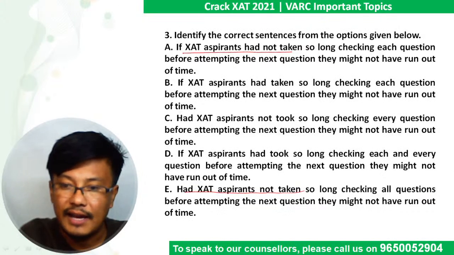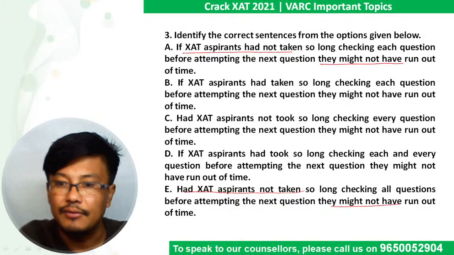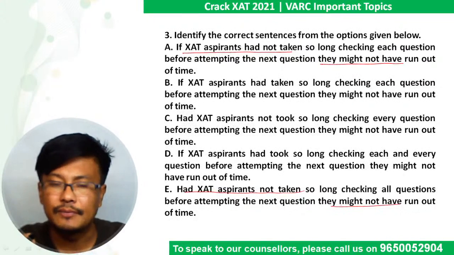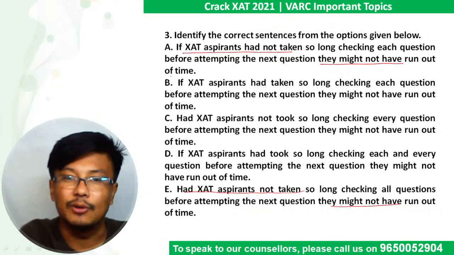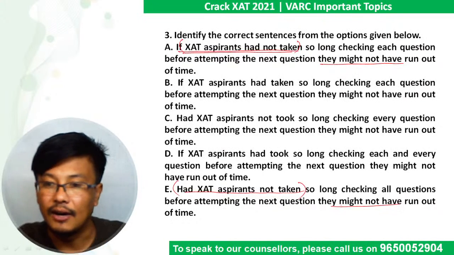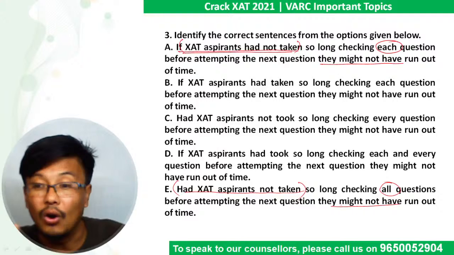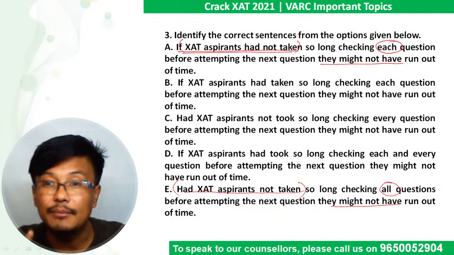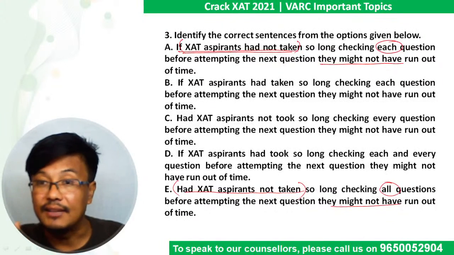Harshita, might not have is here also, right? Might not have is the same here. What's the difference between A and E? The only difference, if you notice, apart from the structure, is that this structure, as I was telling you, if X had not taken, is the same as saying had X not taken. The only difference is, if I highlight, in one sentence you use each, and in one sentence you use all. So this question is essentially about the difference between each and all. Clear? It's a difference between each and all.